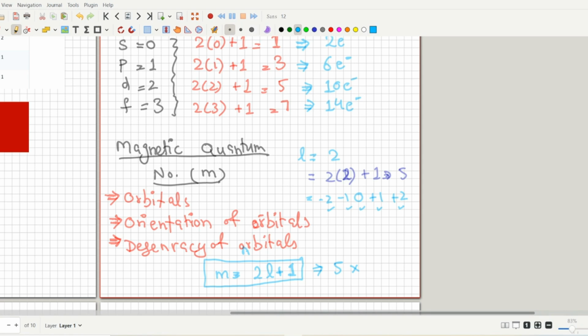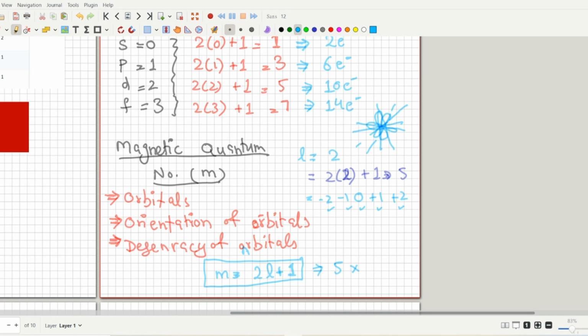orientations of the orbitals. For example, if there is an electron in the subshell with L equal to 2, what could be the orientation of electrons in that orbital? There could be 5 different orientations of that orbital. What does it mean? It could be drawn like this, or this, or this. There could be 5 different possibilities for the orientation of the electron. That is what the magnetic quantum number gives you information about.